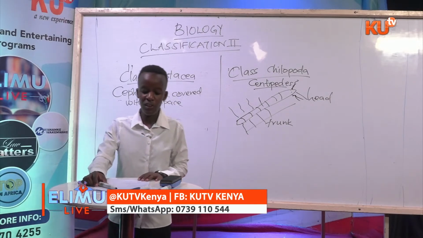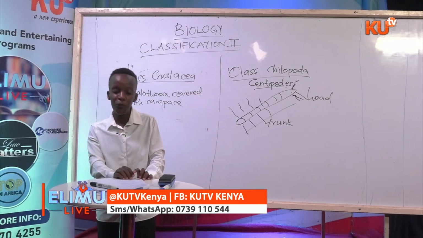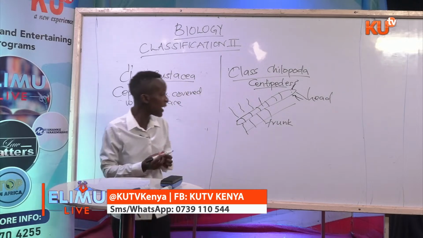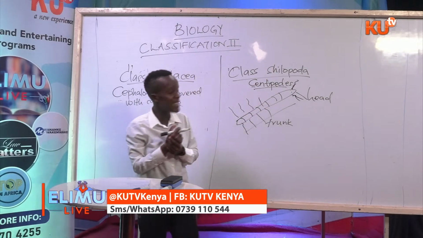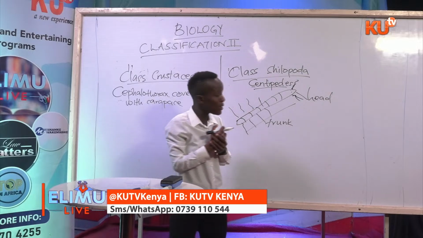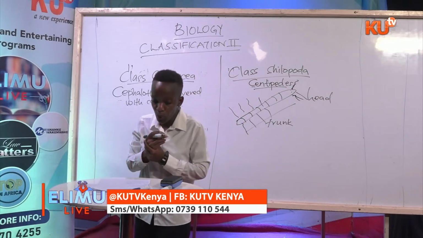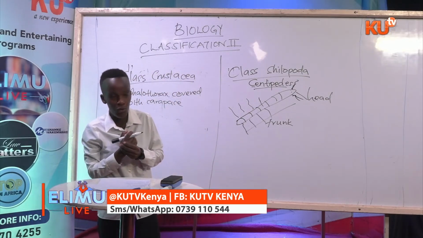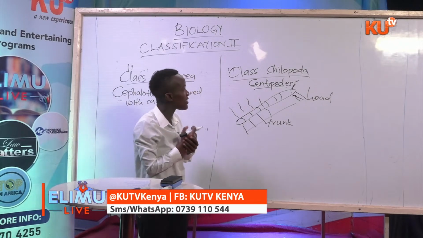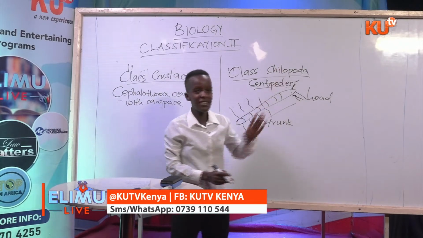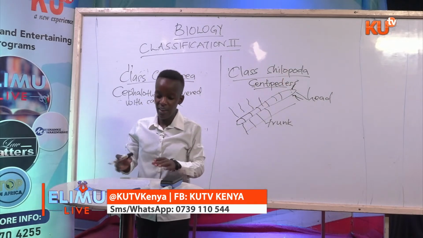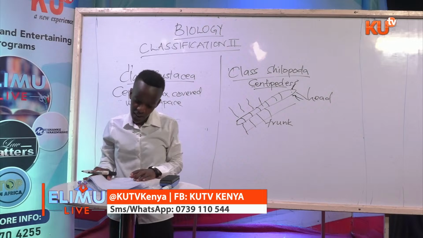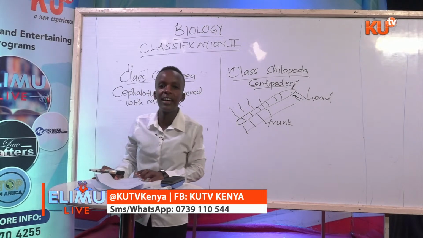Another thing to consider under class Chilopoda, and if you learners tend to forget, remember for C we have C, that is centipede. We have another special class which we are going to look at, which might confuse you. That's why I'm giving you a trick to remember. Chilopoda starts with a C, and the example is the centipede. That is a key organism to remember under that class.